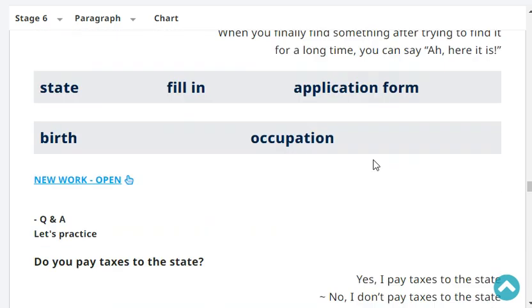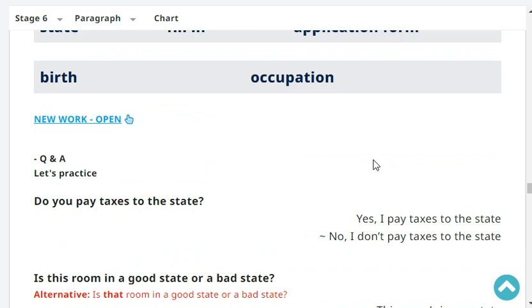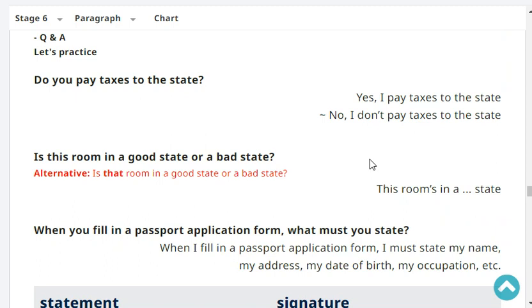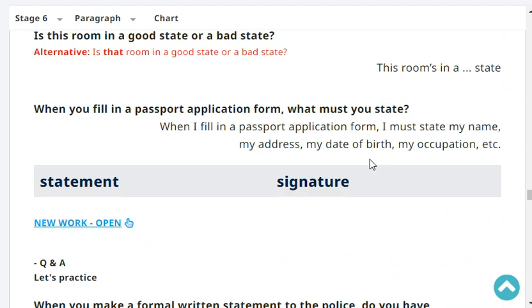Okay. Do you pay taxes to the state? Yes or no? Yes, I pay taxes to the state. Very good. Is your room in a good state or a bad state? My room is in a good state. Very good.